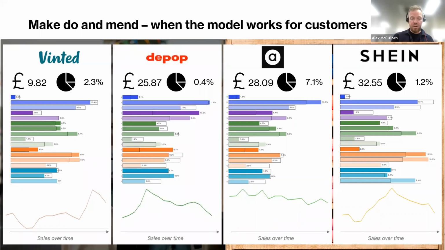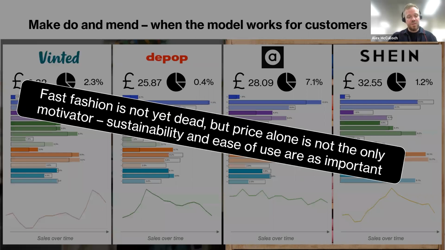And just to prove that being of the moment is not enough, Depop, which suffers many of the same issues in customer service as Shein in terms of usability, is also seeing similar sales. So it's not enough just to be of the moment. You also need to connect with customers. So fast fashion isn't yet dead, but consumers do care about your brand ethics, and they still really value customer service. It's not enough to just sell it as cheap as possible.